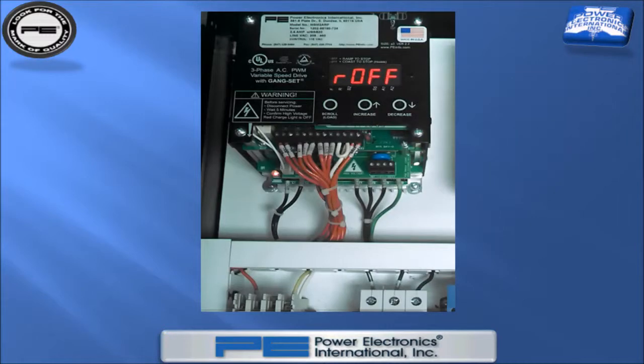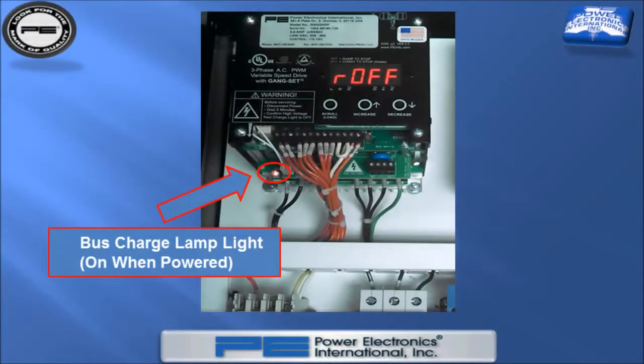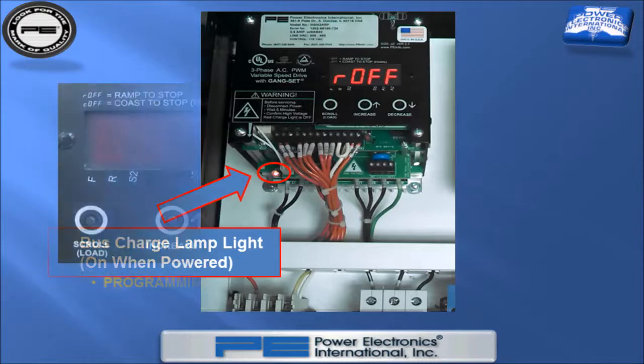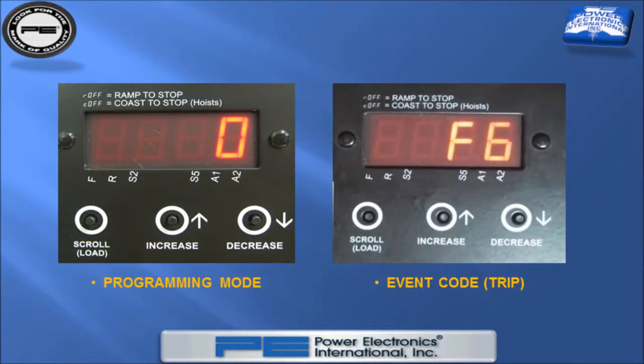Note that while the drive is powered, it is also normal to see this bus charge lamp light. If you do not see R off or C off on this screen, you may already be in programming mode, or you may be seeing an event code. Let's quickly review how you can get back to the home screen if you have either one of these situations.